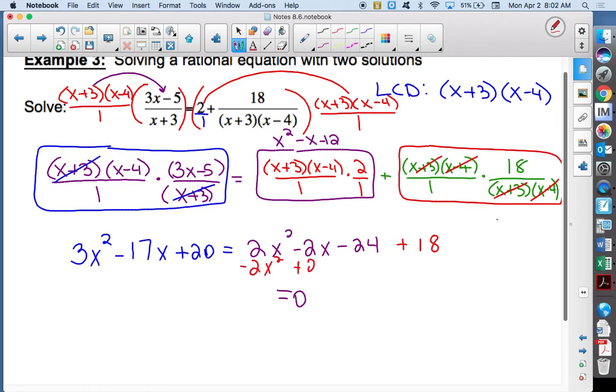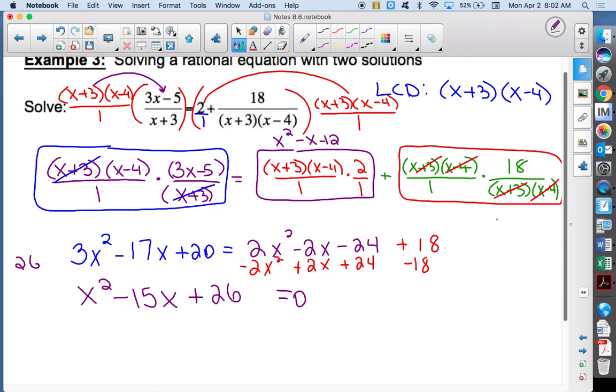So we would subtract 2x squared, add 2x, add a 24, and subtract an 18. And this gives us x squared minus 15x, and then plus 26. So 20 and 24, and then minus the 18. Or you could say 24 minus 18 is the 6 that adds on to the 20.